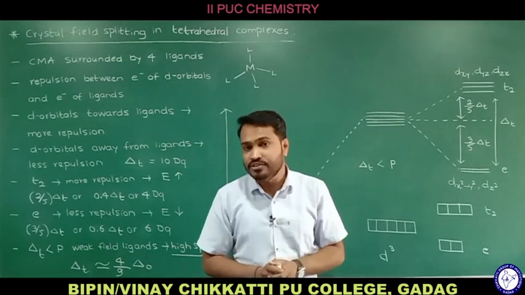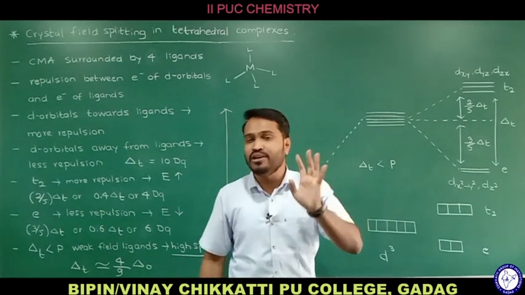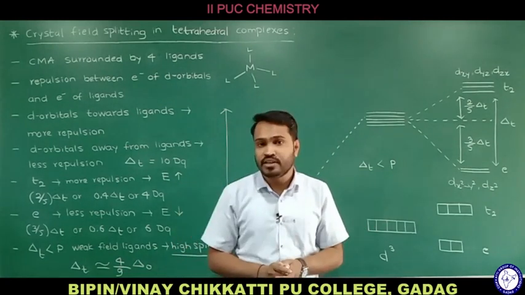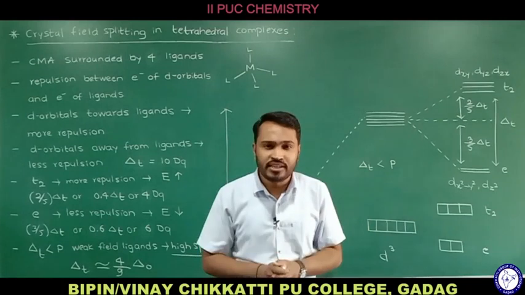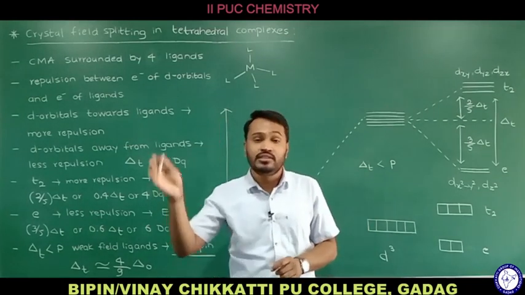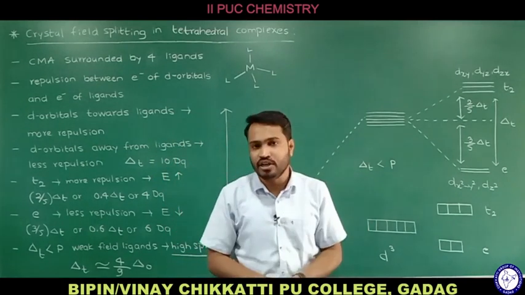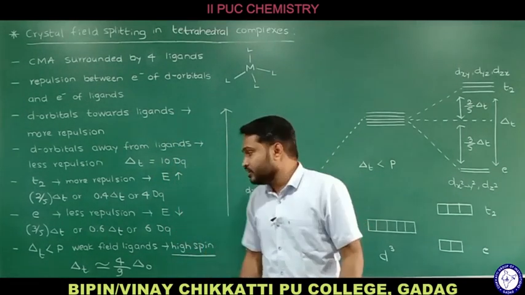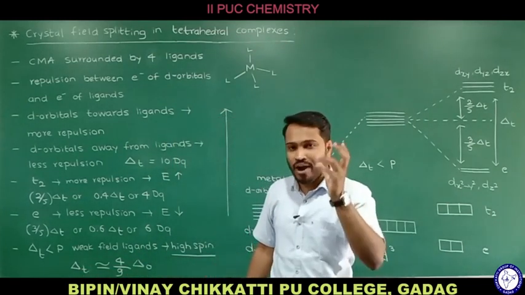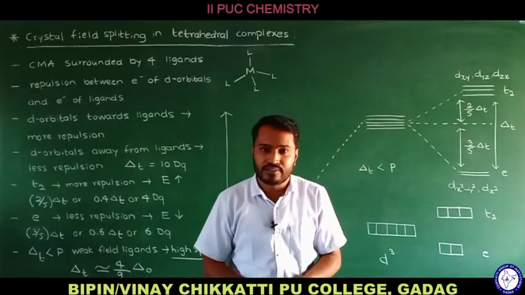The main reason is that in a tetrahedral complex we have only 4 ligands, whereas in an octahedral complex we have 6 ligands. That is the first reason. One more reason is that in an octahedral complex, we have atomic orbitals along the direction of the ligands, which is more significant. Because of these two reasons, the crystal field splitting in a tetrahedral complex is quite a bit less than in an octahedral complex.